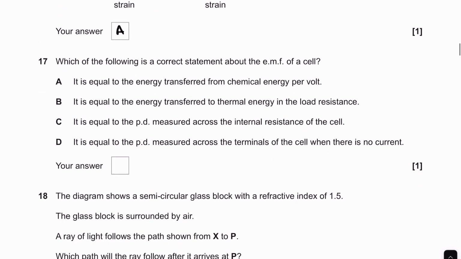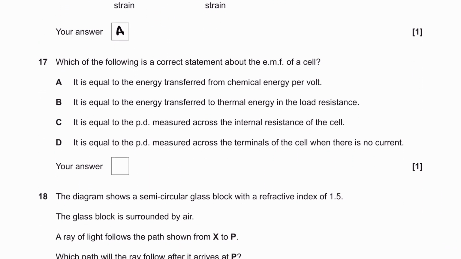All right, question number 17. We have to give the correct statement about the EMF of a cell. Everyone should know the definition of EMF, and it is basically equal to the potential difference measured across the terminals of a cell when there is no current. It could also be said as the amount of chemical energy transferred into electrical energy as the electrons move across the terminals. The best option that fits the definition is D. Okay, so D is the answer.